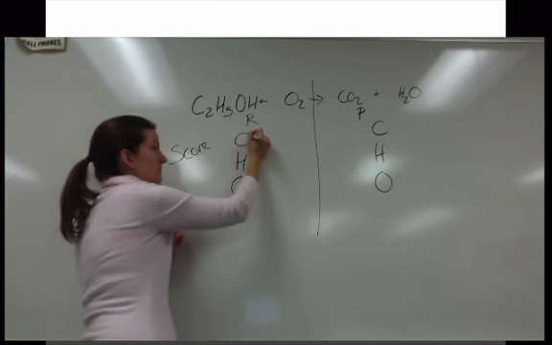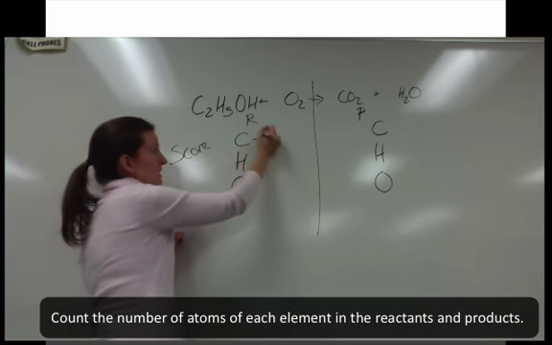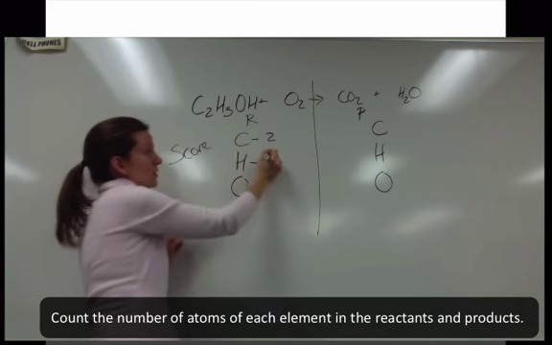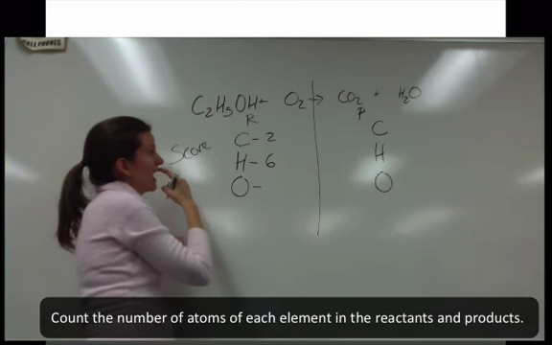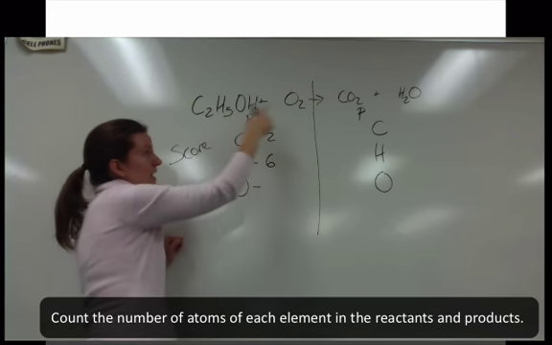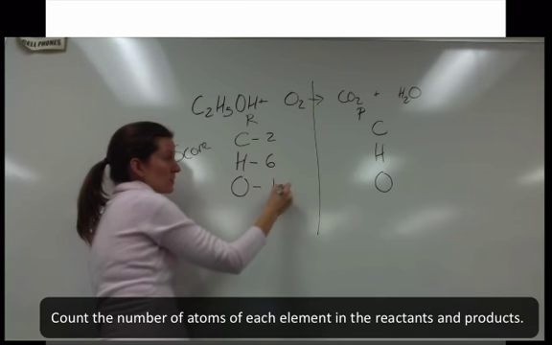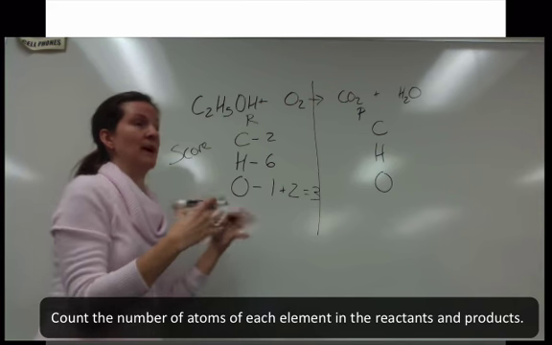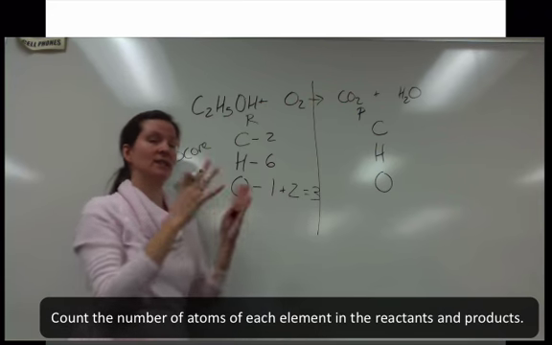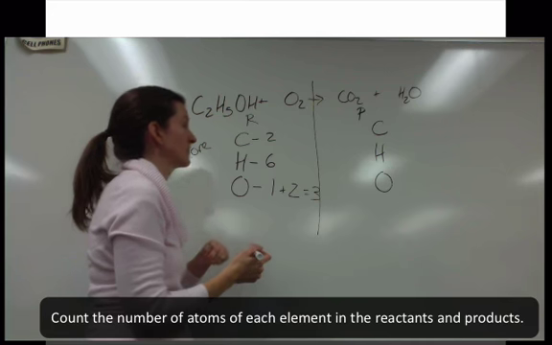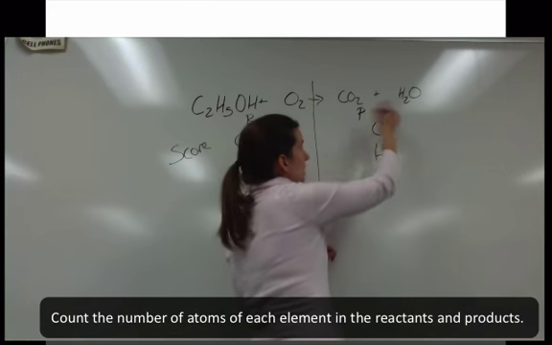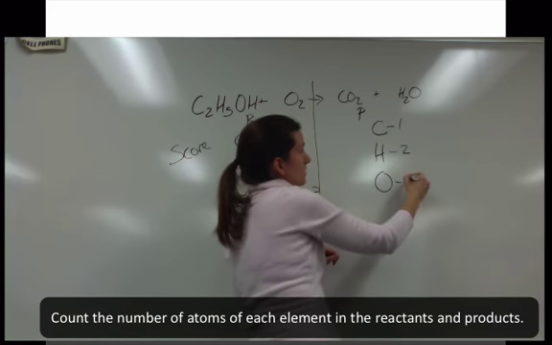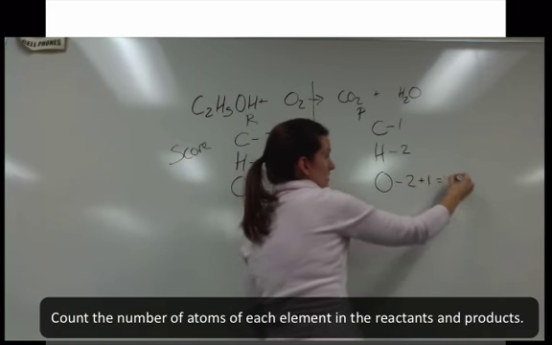And now I count. This subscript tells me I have 2 carbons. I have 5 hydrogens here and 1 here for a total of 6. And then for oxygen, I have 1 here and I have 2 here. So I actually write that as 1 plus 2 so that as I manipulate my numbers, I remember that these 2 are different to get me a total of 3. Over here then, I have 1 carbon, I have 2 hydrogens, and I have 2 plus 1 oxygens for a total of 3.